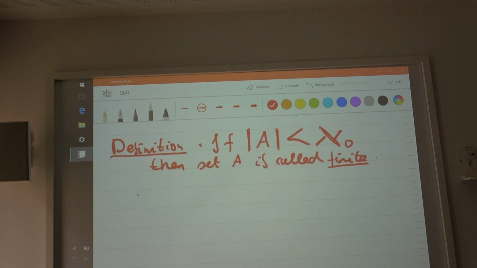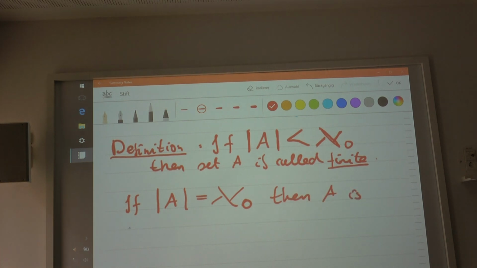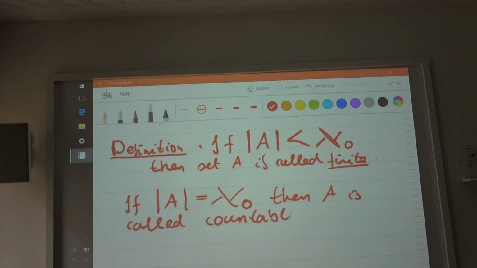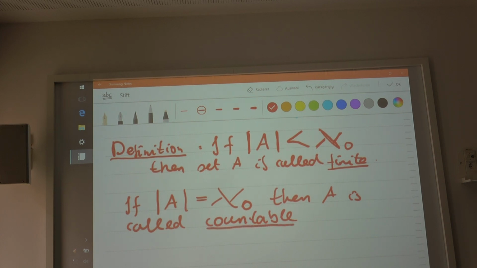On the other hand, if a set has a cardinality that is exactly equal to that of the natural numbers, here the cardinality is Aleph 0, then A is called countable.